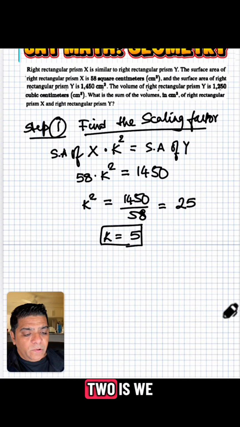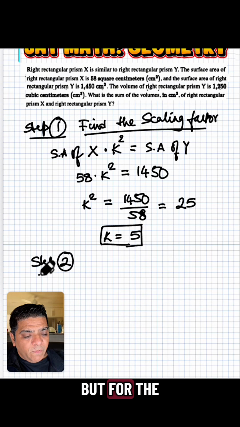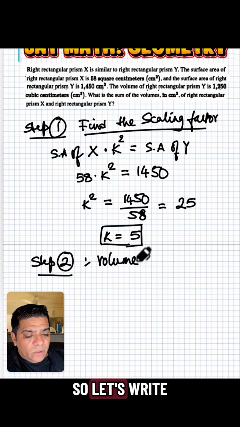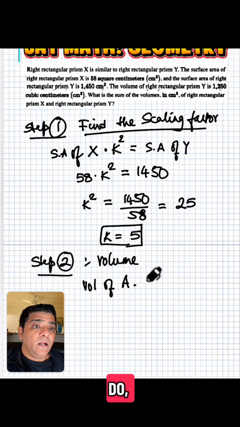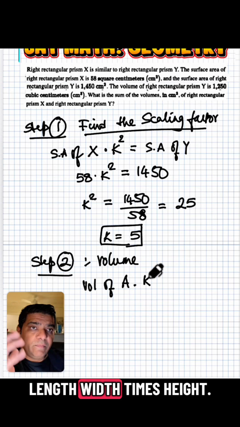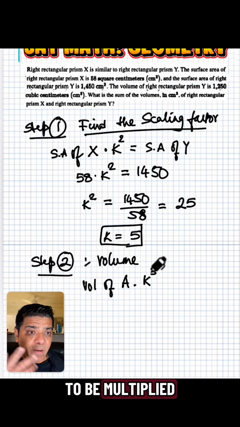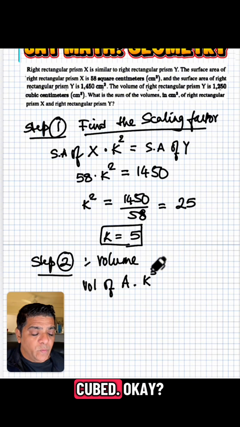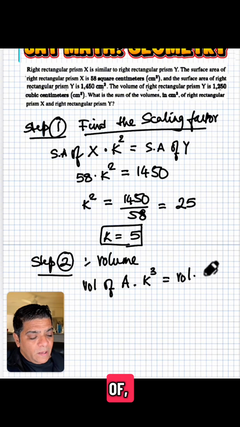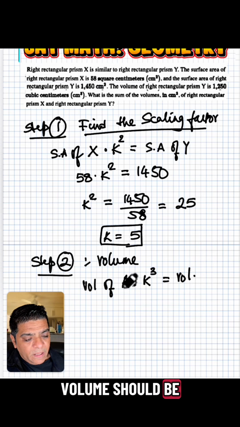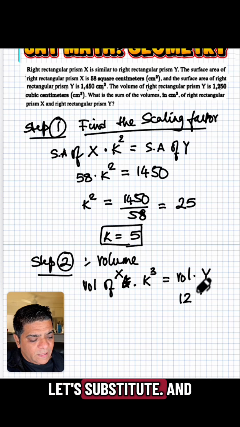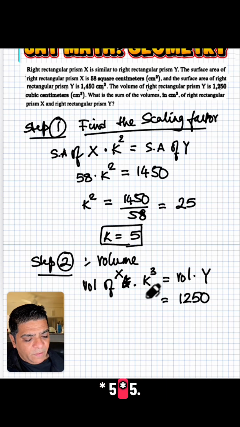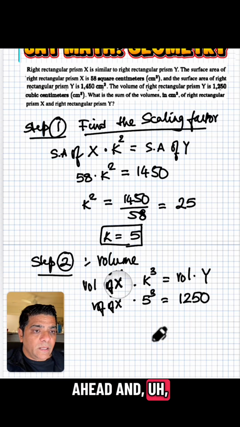Step 2 is we're going to do the same thing, but for the volume. So let's write the volume of prism X times k cubed, because volume is length times width times height, so the scaling factor is multiplied three times, k times k times k, which is k cubed. That equals the volume of Y. The volume of Y is given as 1250. Let's substitute, and we know k cubed is 5 times 5 times 5, so it's 5 cubed times the volume of X.